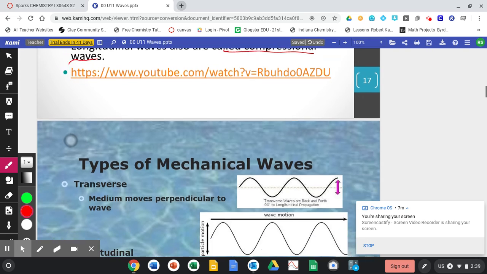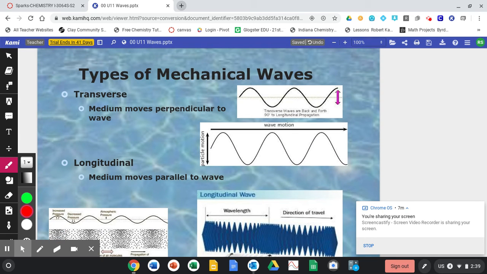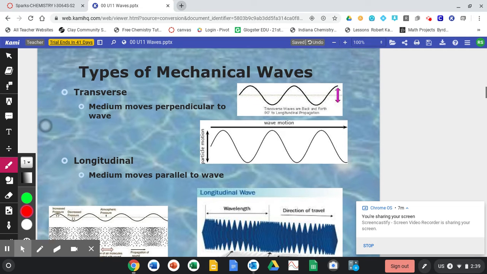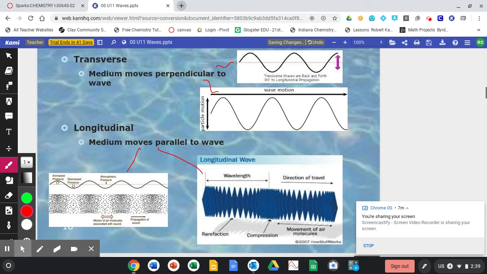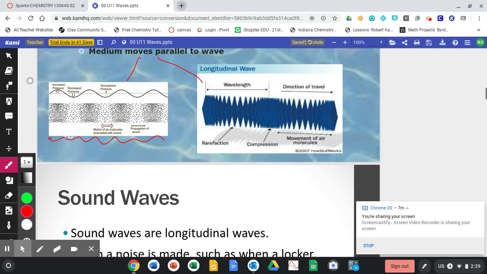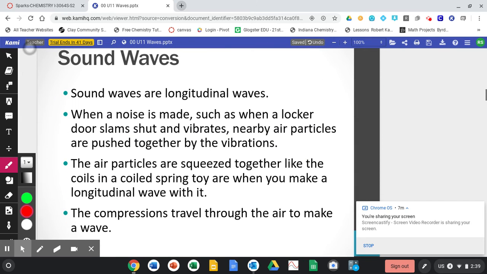That's a longitudinal wave. So there you see transverse, medium moves perpendicular, longitudinal, medium moves parallel. So here's 2 ways to show a transverse wave, and then here's 2 ways to represent longitudinal. This is the way air molecules look in sound when you're doing sound waves. Sound waves, like we just got done saying, are longitudinal waves.